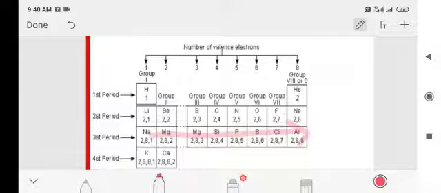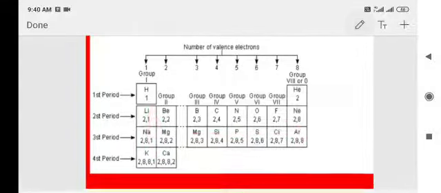So the property reappears when elements have the same number of valence electrons. I think it is somewhat clear for you. Just come back.